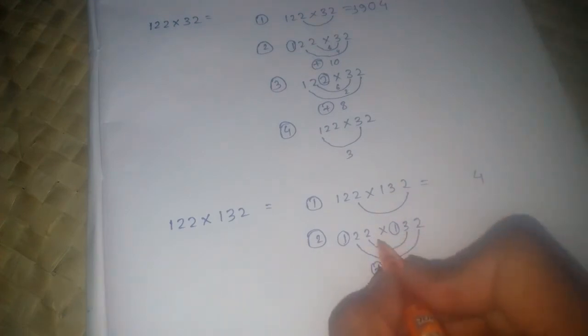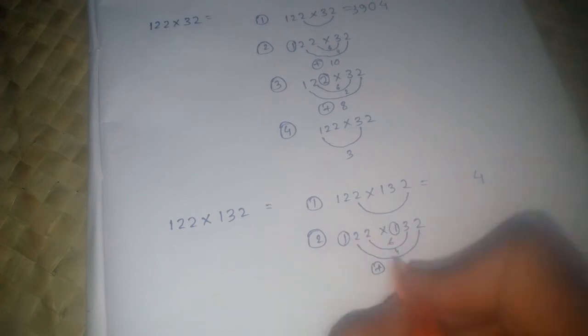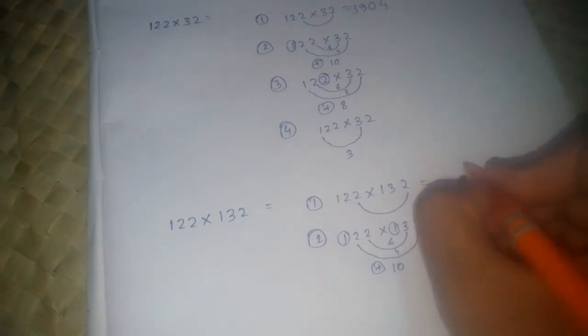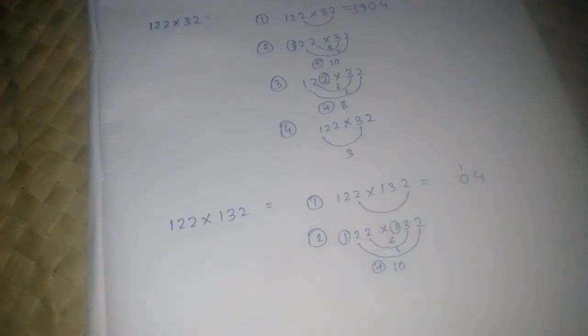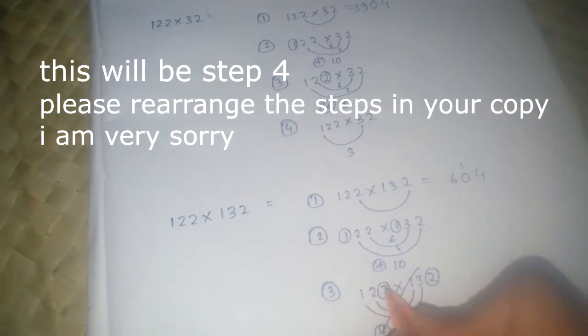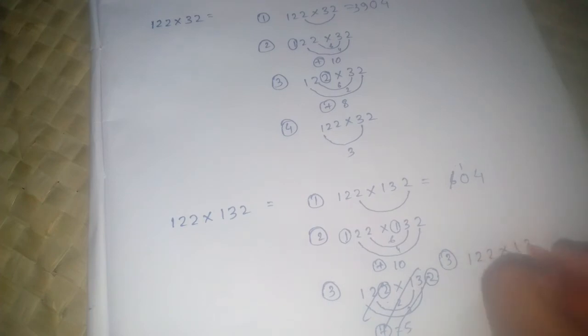So 3 cross 2 is 6, and 2 cross 2 is 4, right? Adding up it will become 10, so the 0 will be here and 1 will be carried. Oh, I'm sorry, I have made a mistake. I'm extremely sorry. In the third step, it will become 122 cross 132.